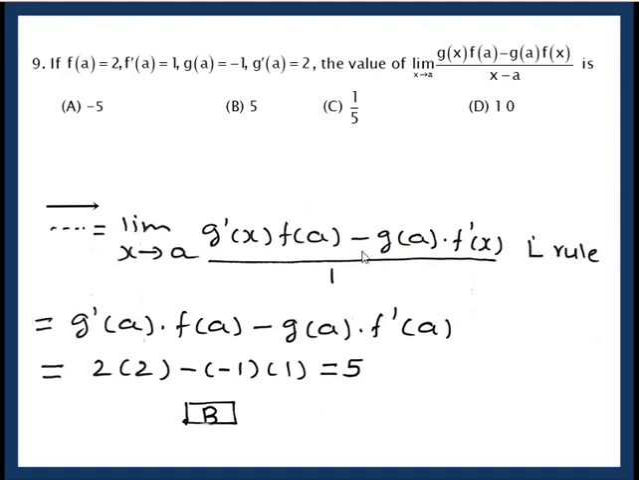What is that? Find the derivative of numerator and denominator separately. g dash of x is constant, the derivative of f(x) is f dash of x, the derivative of x minus a is 1. Now take the limit. To take the limit means to replace x by a. So this is the value of the limit. All these are given. Substitute, simplify to get the correct answer as 5, which is given in option B.